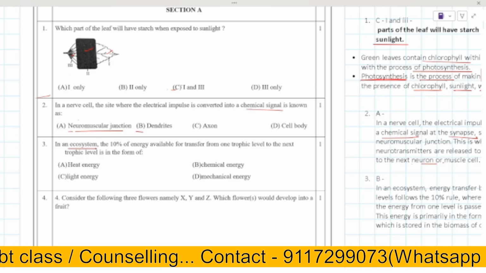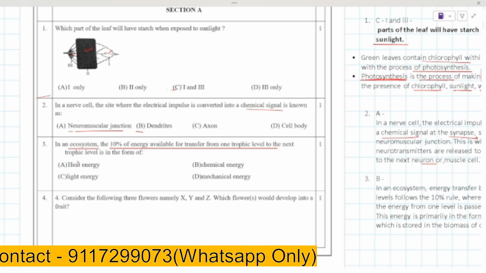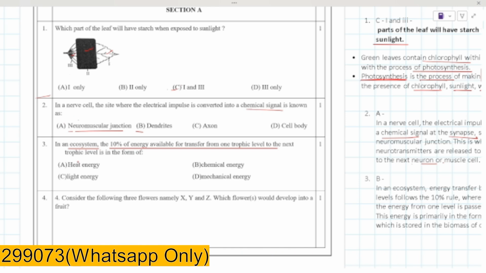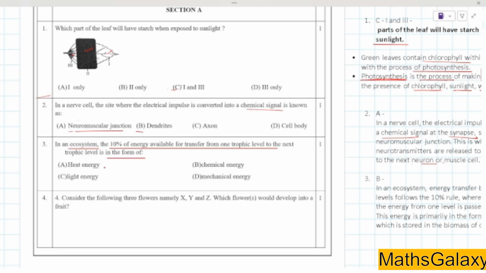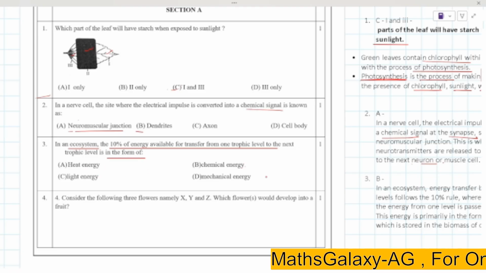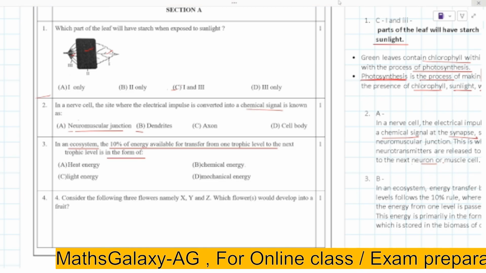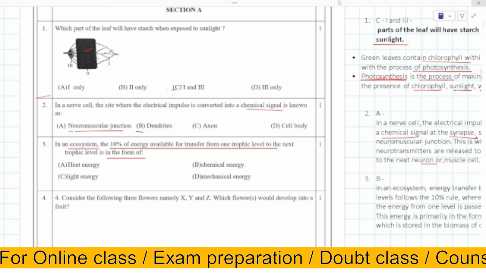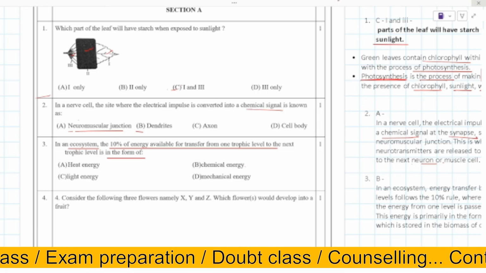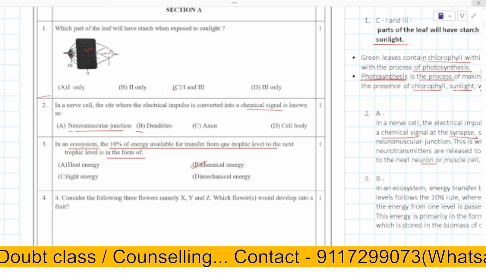Now let's see the third one, the ecosystem. Do you know about the ecosystem? Okay, the 10% of energy available for transfer from one trophic level to the next trophic level is in the form of heat energy, light energy, chemical energy, or mechanical energy. Chemical energy, are you sure? Chemical energy. Yes, very good. It will be chemical energy.